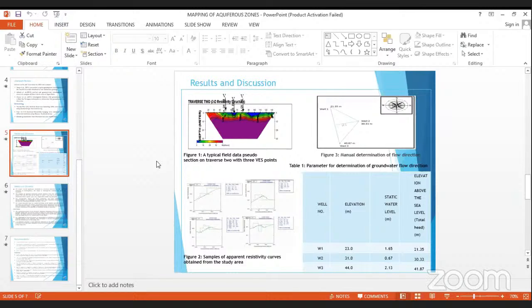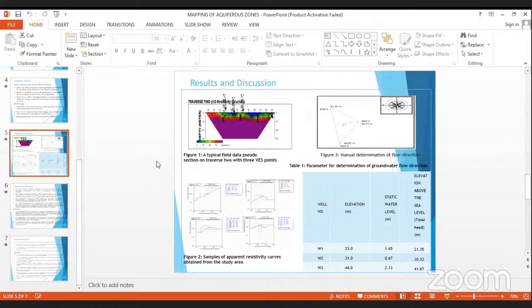This pseudo section is from a software that we call DipoWin. We collected some data, and from that data we inputted the data into the DipoWin software. Are you hearing me, sir? Listening attentively. We inputted the data into the DipoWin software, and from that DipoWin, it gives us that diagram, which we call the pseudo section, showing us the layers.